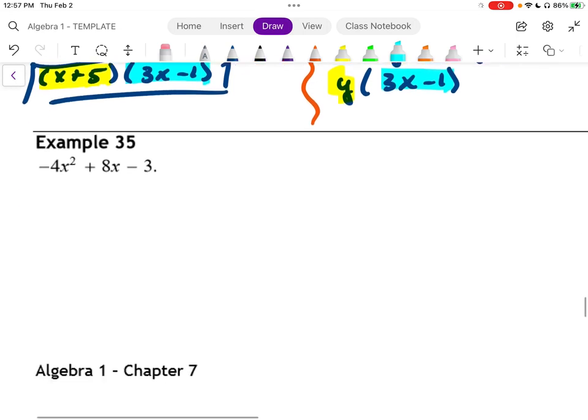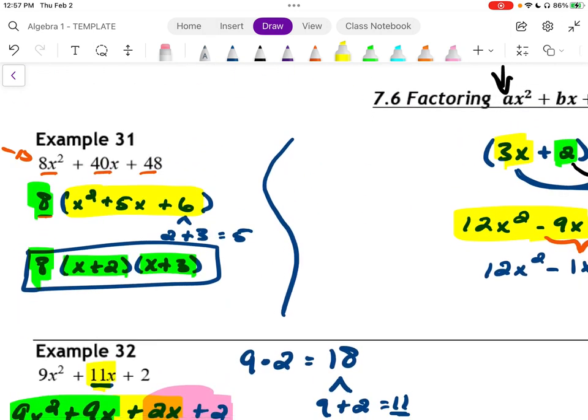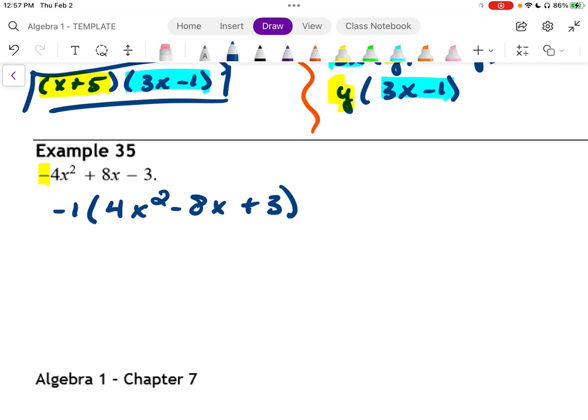All right, example 35 here. Now, one thing to notice is that we have a negative hanging out front. Now, for me, whenever I do these problems, I don't like dealing with the negative. And in fact, you shouldn't deal with the negative there. We're going to pull out a negative right away, right? Kind of like how in example 31, we removed the 8 out of everywhere. We factored the 8 out. So here we're going to factor out a negative 1. That's going to leave me with a positive 4x squared, then a minus 8x, and then a plus 3. Right, think about that. If we distributed back in that negative 1, we'd get back to what we started with.